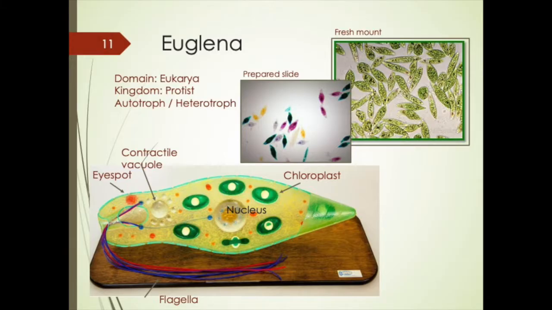Then we have Euglena. This is also a eukaryote. This one has a flagellum. It will use that to whip the water around it so that it can move. It is autotrophic and heterotrophic. So it has a contractile vacuole so that it can use that to store sugars or whatever. But it also has chloroplasts. So it can photosynthesize or whatever it needs to.